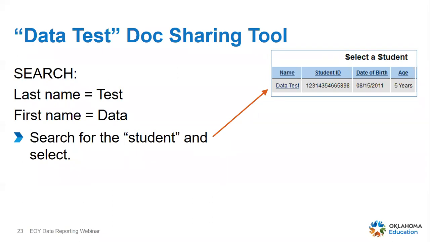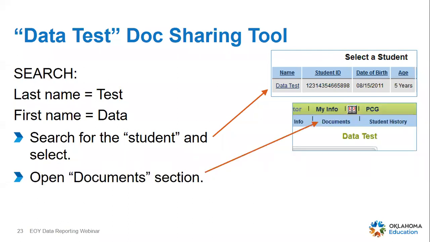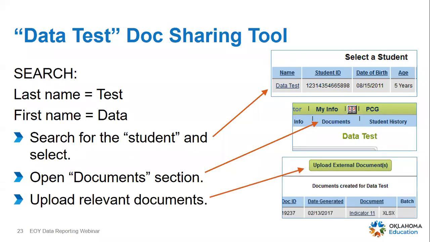So anytime we need to share information that includes PII, we do it through this fake student that we have created in your EdPlan system. Okay, the last name is test, the first name is data. So you search for the student, you select the student name, and you open the documents section for that student, and then you can upload any relevant documents, okay? So if you have a list of kiddos whose STNs are incorrect, or questions about certain students and the information they have in their EdPlan, and you need to share that with us, do it through this. This is the best way to share that information so that we don't break FERPA, okay?